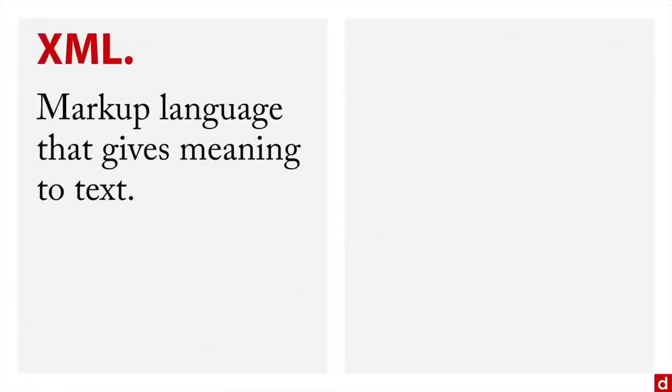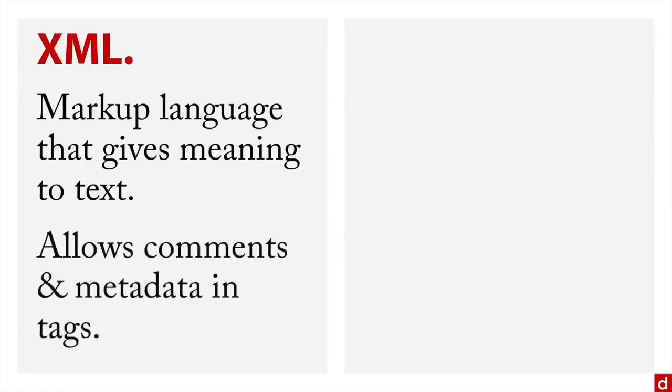So XML is a markup language. That's what the ML stands for. And that gives meaning to the text. It lets the computer know what each piece of information is. Also, XML allows you to make comments in the document, and it allows you to put metadata in the tags. You can actually put some information there in the angle brackets to provide additional context.